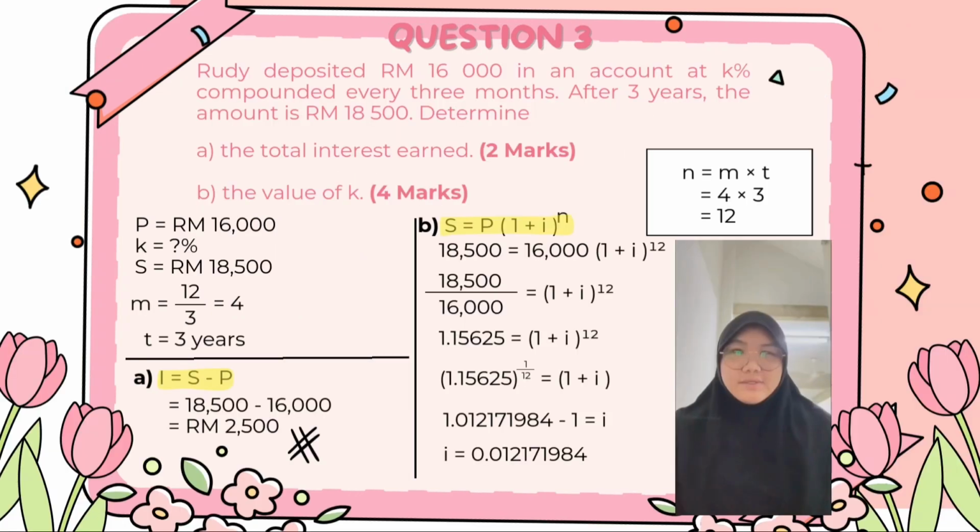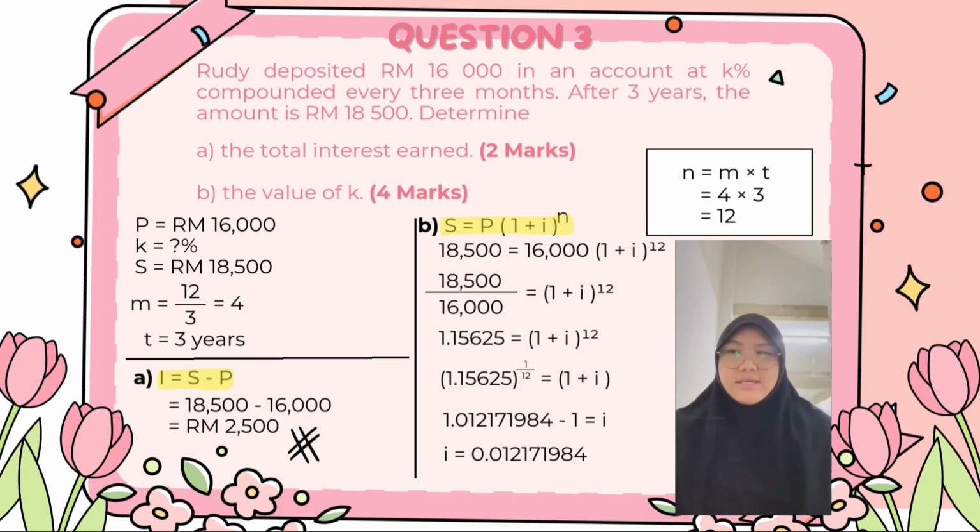I will explain the solution for question 3. We are asked to find two things, which are the total interest earned and the value of K. So for part A, the formula is very simple, which is I equal S minus P.